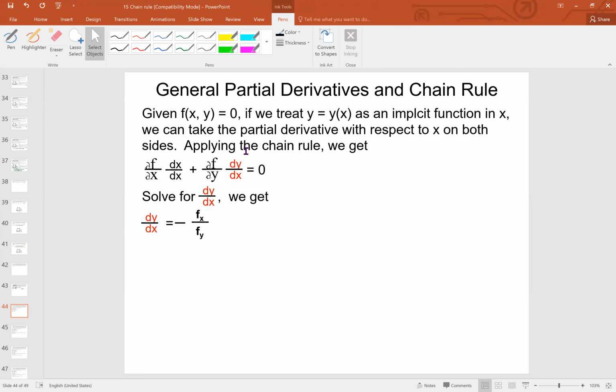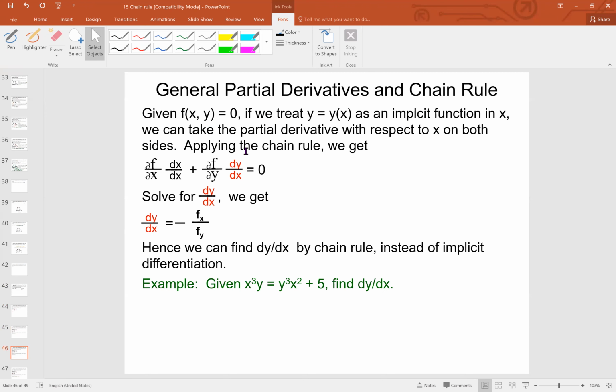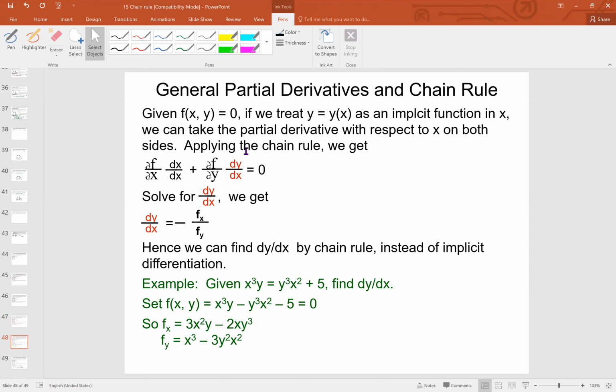I didn't have to do all the chain rules, and the 265 method might be a lot longer. And here's an example. Okay, and dy/dx can be calculated easily. Here are the partial derivatives, and we put them together into a fraction, and that's dy/dx. Okay, that's it. See you next time. Bye bye.